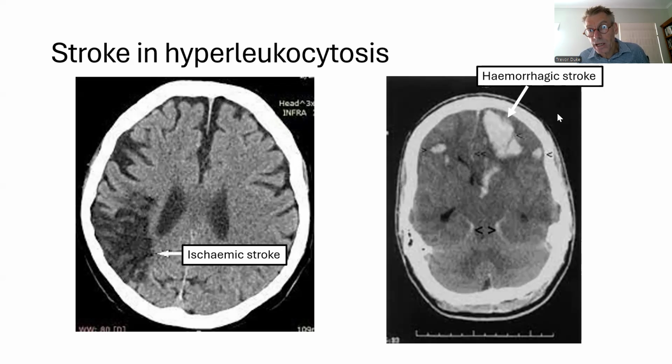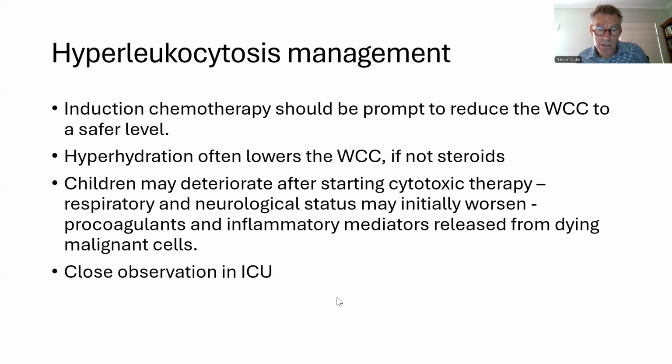So there are some aspects of the clotting that you need to keep in the normal range, especially the fibrinogen, and try to make sure that the INR is not too high. What you should try to do is have induction chemotherapy that's fairly prompt and will reduce the white cell count to a safer level, under 50,000, as quickly as you can.